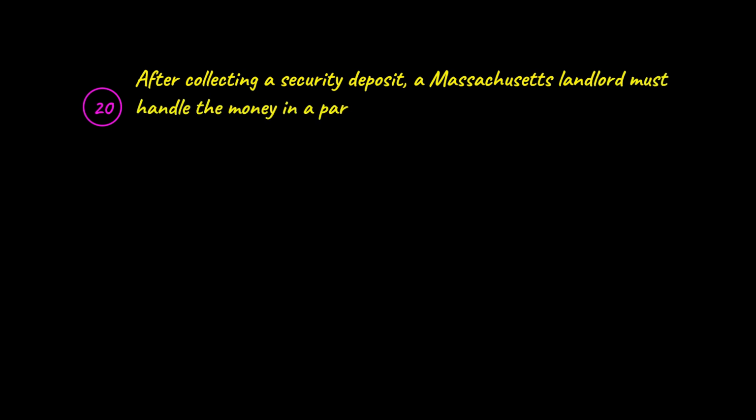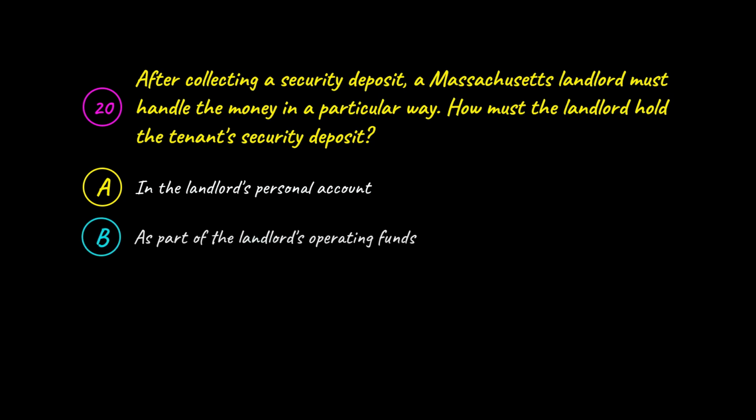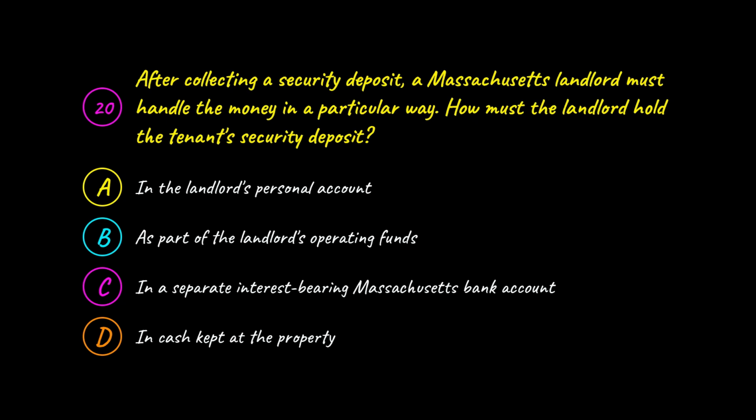Question 20. After collecting a security deposit, a Massachusetts landlord must handle the money in a particular way. How must the landlord hold the tenant's security deposit? Your options are A. In the landlord's personal account, B. As part of the landlord's operating funds, C. In a separate interest-bearing Massachusetts bank account, D. In cash kept at the property. What's your answer? Commit to one before I continue.